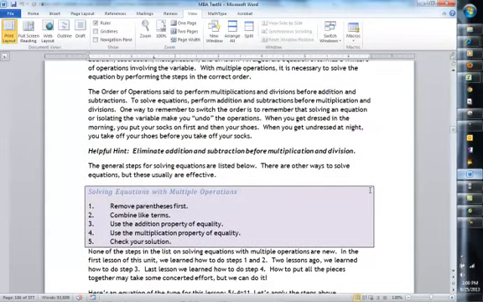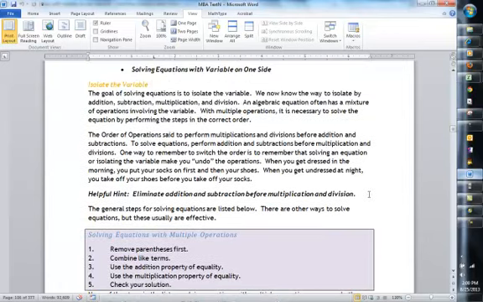Sometimes we need to solve equations that have both multiplication and addition. The goal of solving equations is to isolate the variable. We now know the way to isolate by addition, subtraction, multiplication, and division. The order of operations says to perform multiplications and divisions before additions and subtractions. To solve equations, we're going to do the additions and subtractions first.